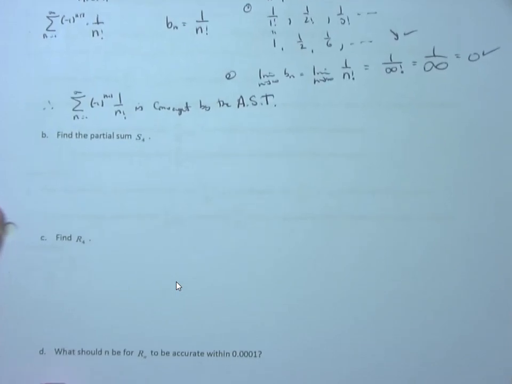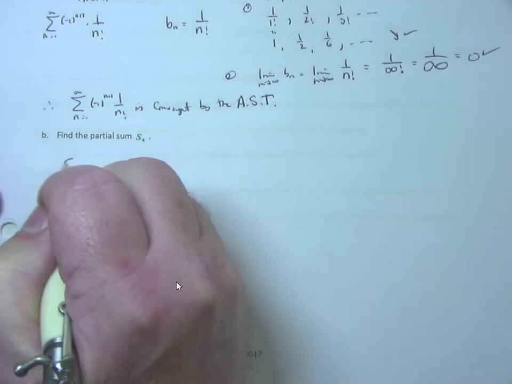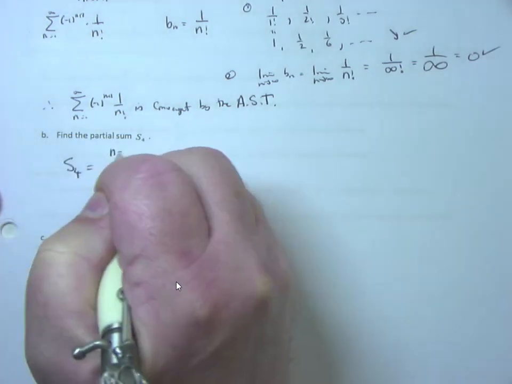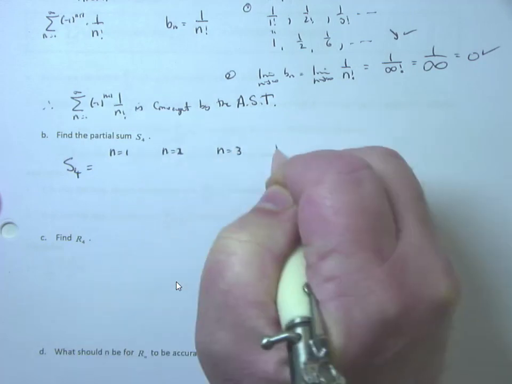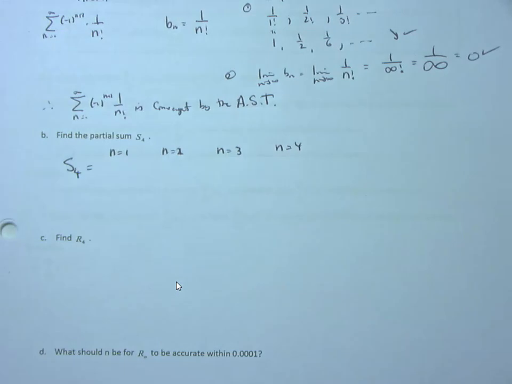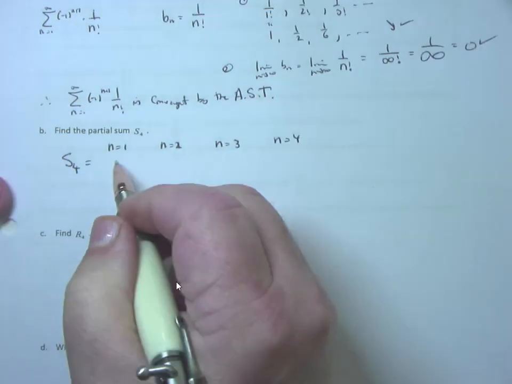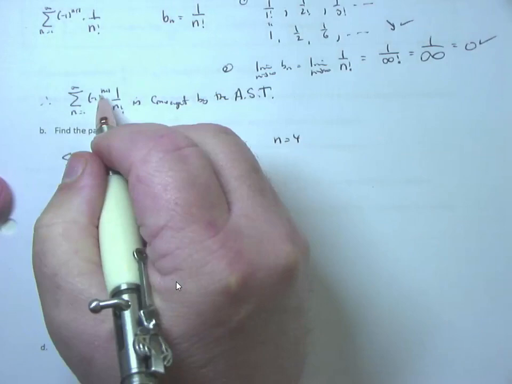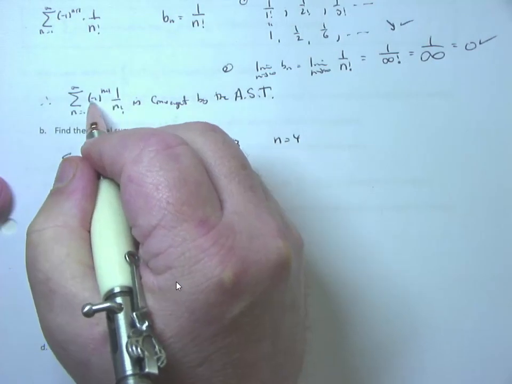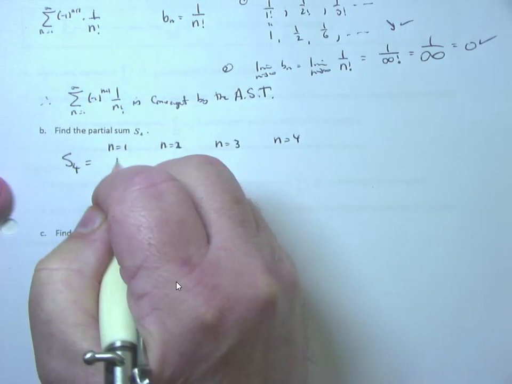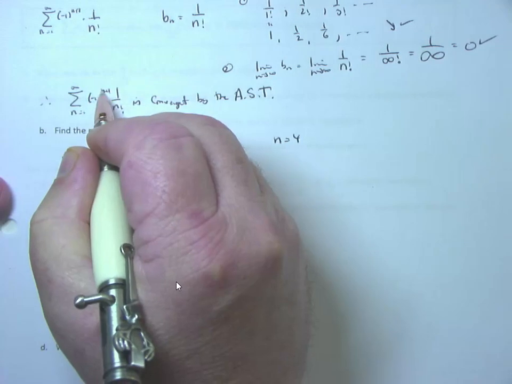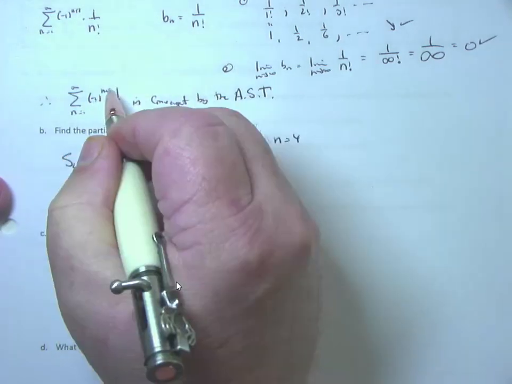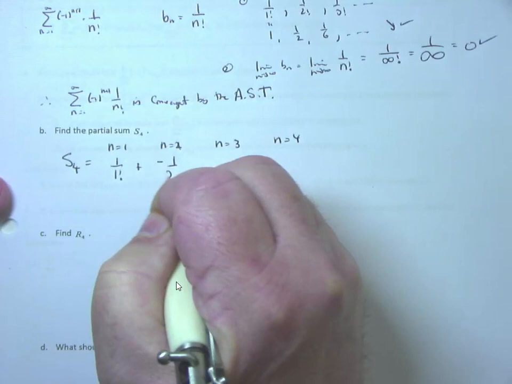Now, you're supposed to find the partial sum S4. To remind ourselves, S4 is the sum of the first 4 terms: n equals 1, n equals 2, n equals 3, and n equals 4. I stop at 4. Plugging this into my series, 1 plus 1 is 2. -1 squared is 1 times 1 over 1 factorial. Plus, plug in 2. 2 plus 1 is 3. -1 cubed is back to -1 over 2 factorial.